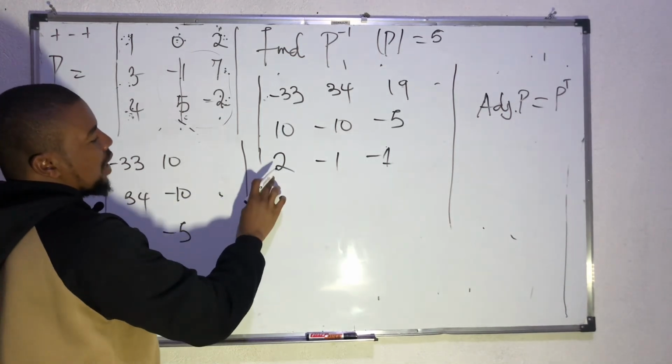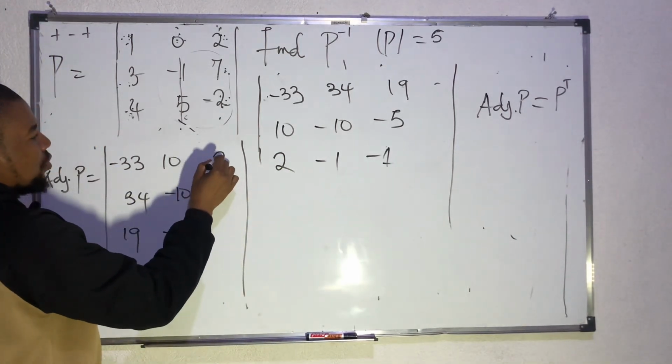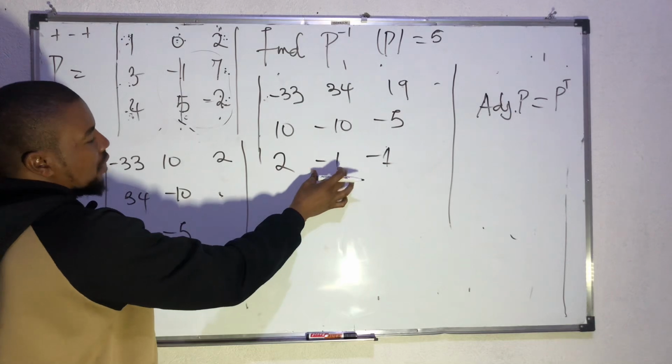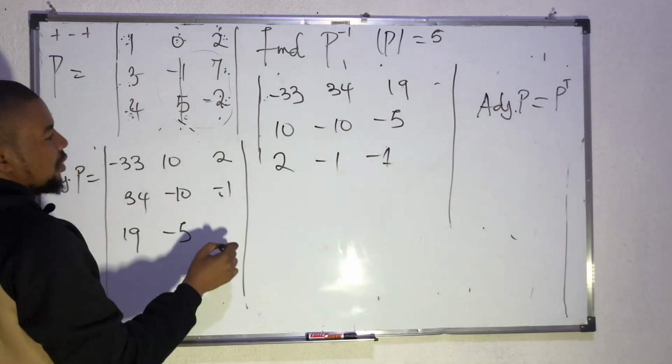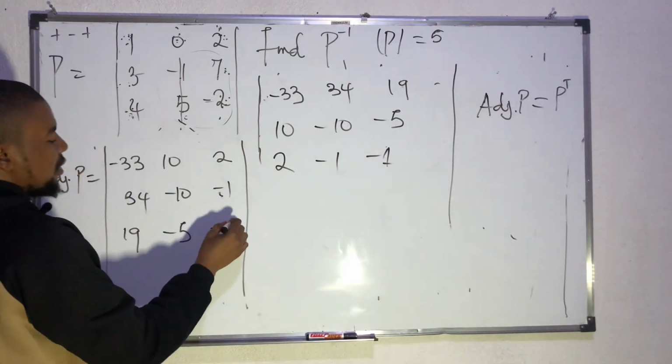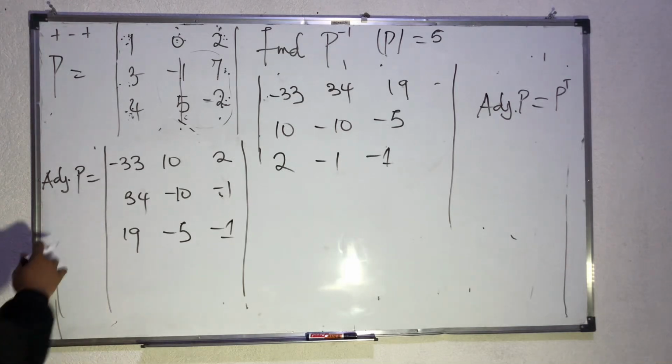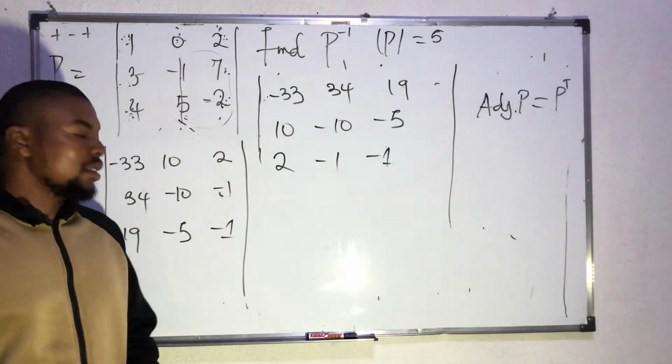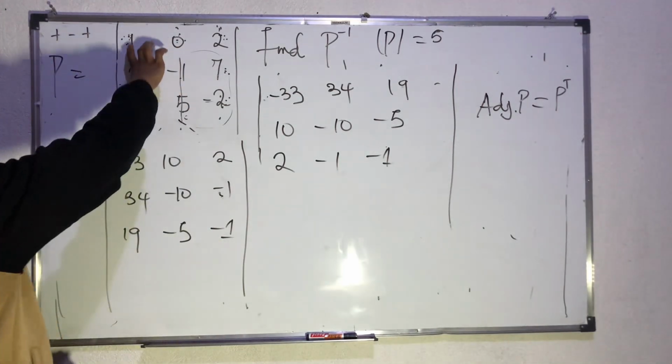And lastly, we have the third row. We have a 2 here. The next number is a -1. This is a -1. And lastly, we have a -1. So this now becomes the adjoint. This is the adjoint of this matrix.